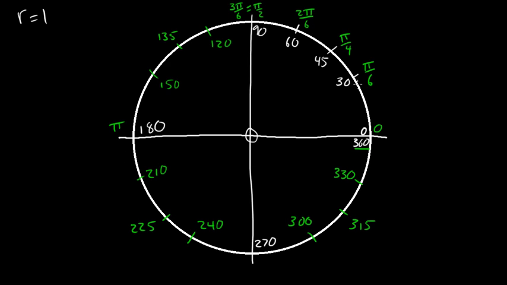And radians, you've already been told this, radians is just the distance that you've traveled around the circle. As you travel around this circle, radians is just the actual distance.